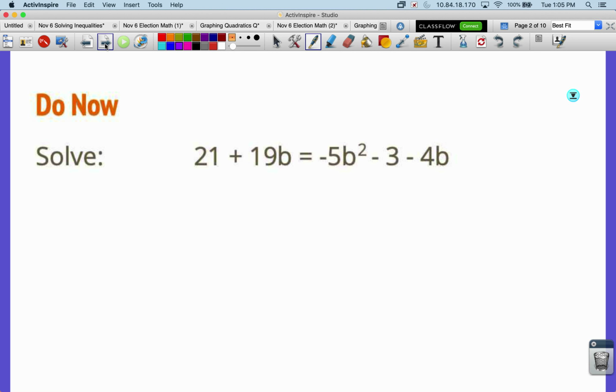Copy down this problem into your notes. And I want you to try this one on your own. So I'm going to embed the question here.